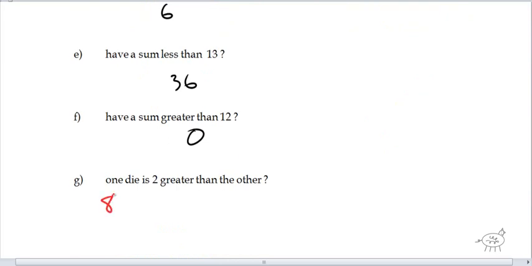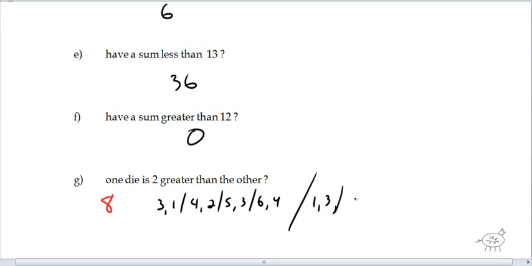So again, if I were just writing it out, as opposed to even looking at the dice chart, you could say, oh, two greater than the other. Well, I can get a 3 and a 1. I can get a 4 and a 2. And I can get a 5 and a 3. And I can get a 6 and a 4. And I can also get, just flipping the dice around, a 1 and a 3. I can get a 2 and a 4. I can get a 3 and a 5. And I can get a 4 and a 6.